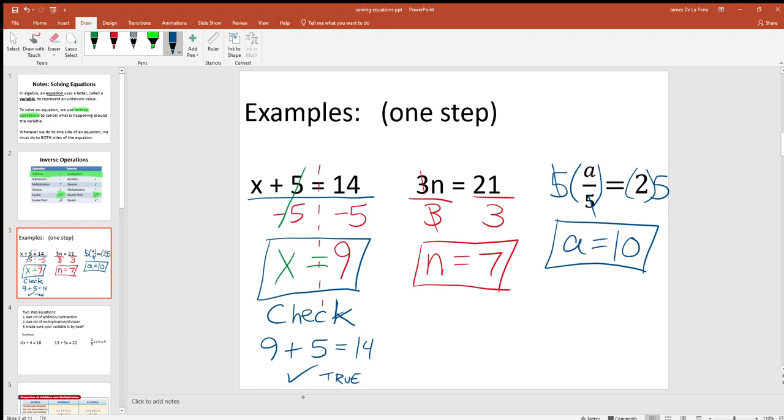On this one it's saying 3 times n is 21. Well, 3 times what is 21? 3 times 7 is 21. So it does make sense.